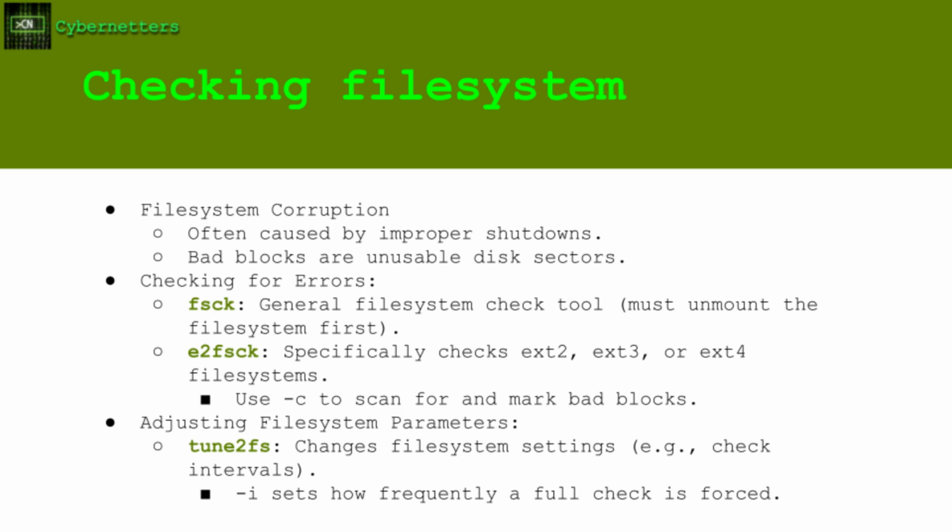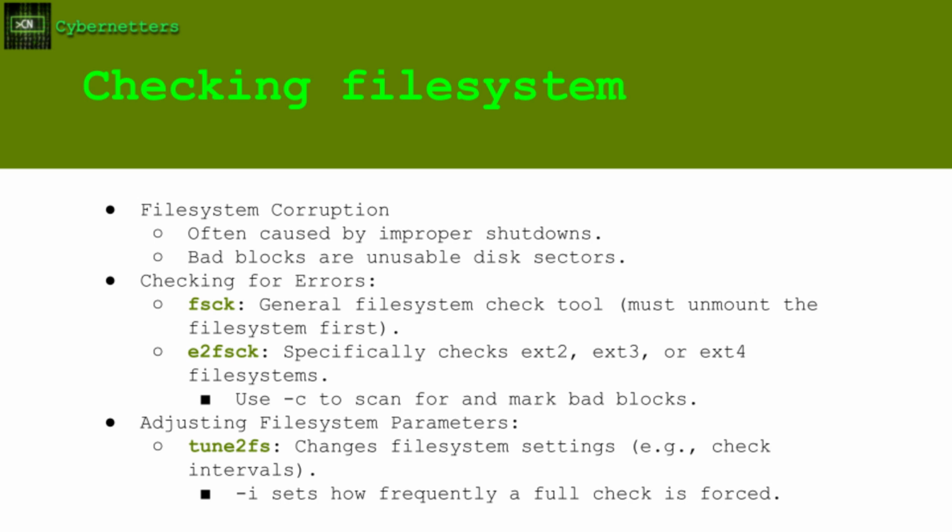File systems can get corrupted, especially after improper shutdowns or hardware failures. Bad blocks, unusable disk sectors, can also cause problems. Let's talk about how to check and fix them. In order to check for errors, fsck is the general file system check tool. But the thing is, you must unmount the file system before running it.